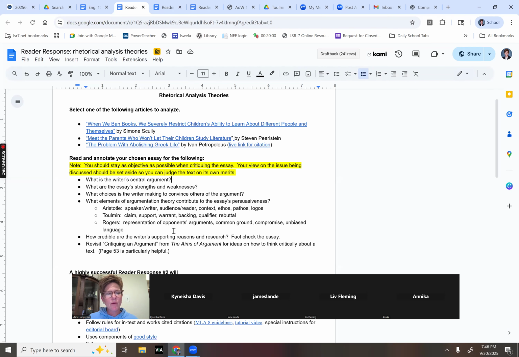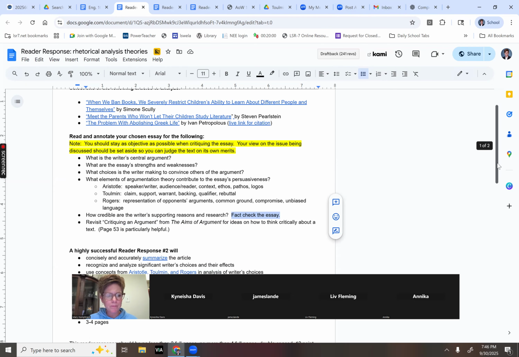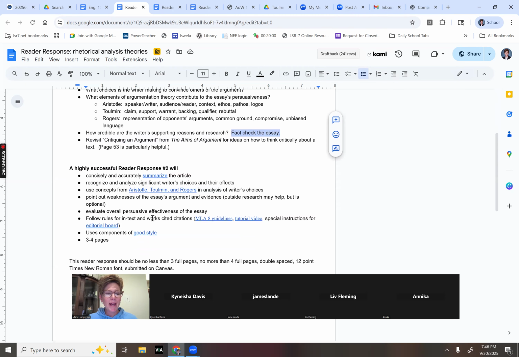Okay. Then how credible are the writer's supporting reasons and research? I put here, it's always okay, I think, to have a little healthy skepticism. If you read something and you're like, oh, I don't know if that's right, it's okay to open up another tab up at the top and do a little Google search. A little fact checking is what we call that. Okay. All right. A highly successful reader response will concisely and accurately summarize the article, right? That's the first part you got to do without including your opinion.